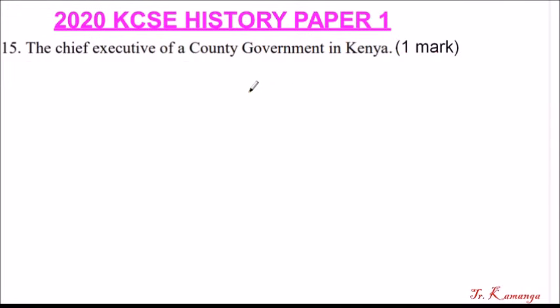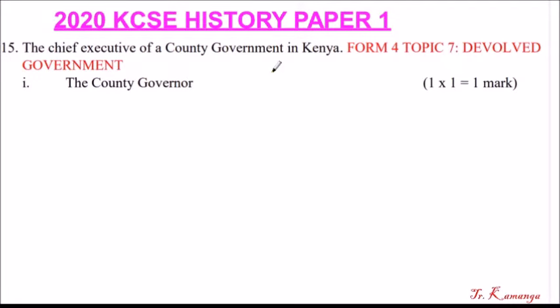Question number 15. The Chief Executive of a county government in Kenya. So the 2010 Constitution introduced the county government. So who is the county boss?